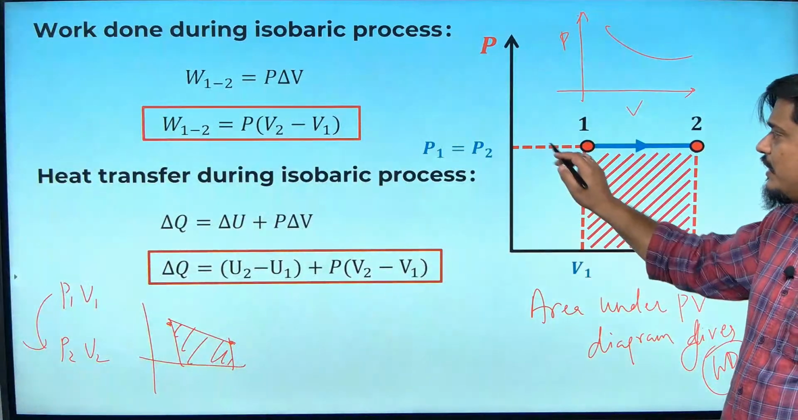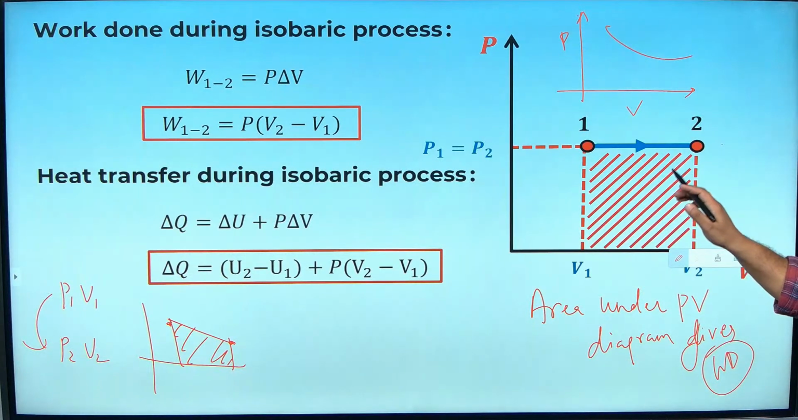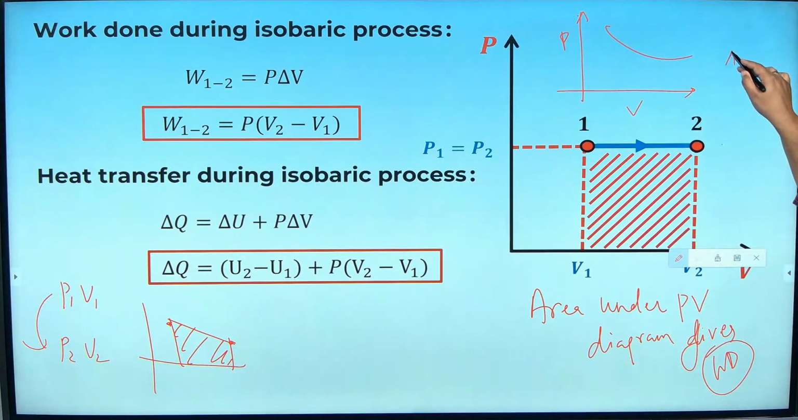So here what they are showing, pressure is constant and volume has increased. This is a graph of expansion. Same graph, if I make the sign opposite, what will happen? What is this graph?